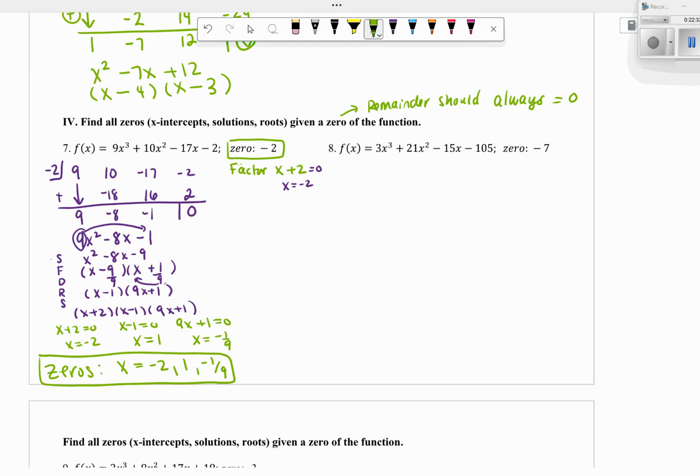All right, so let's look at question number 8. So for question number 8, we're going to do the same thing. Find all the zeros given one of the zeros is -7. So in the box goes -7. And then I have degree 3, 2, 1, 0. I'm not missing any 0 placeholders, so I can write the coefficients of my dividend.